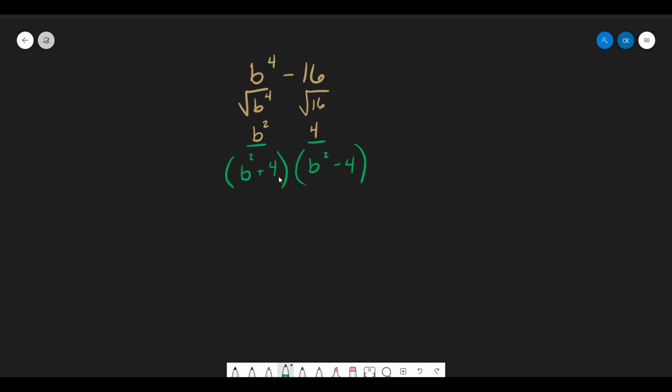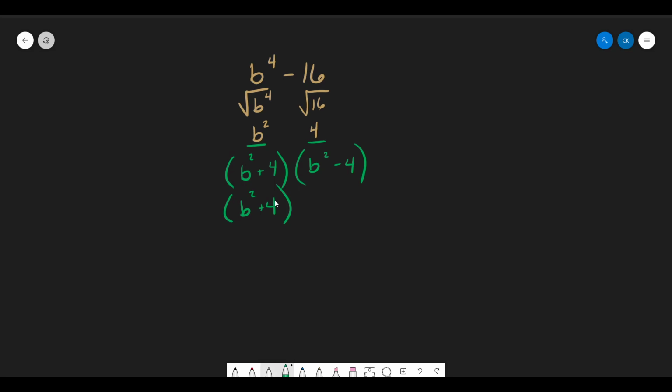Yes, the first one's a binomial. Yes, both terms are perfect squares, but not one of them is negative. They're both positive. So this one here can't be factored again. But this term here can get factored one more time. So I basically just do the same thing that I did up here to this parenthesis here. The front parenthesis is going to stay the same. I'm just going to bring that down. That's going to be b squared plus 4 again.